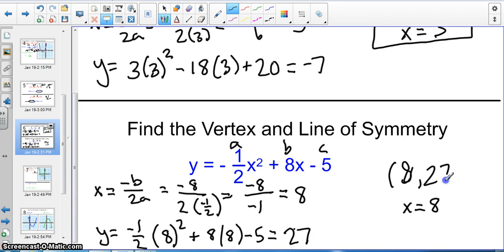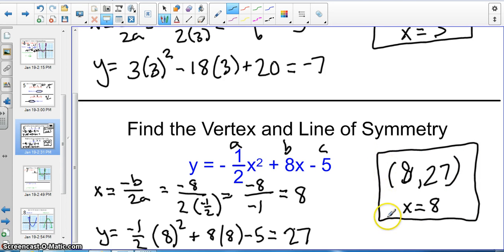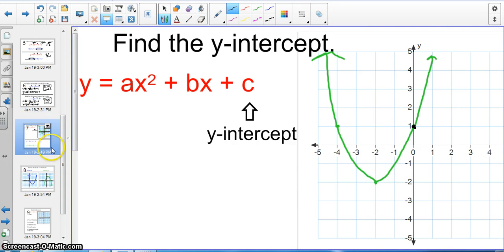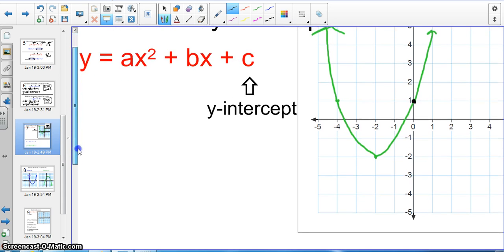So my vertex of this quadratic would be (8, 27), and I'd have this axis of symmetry, this line going up and down through my vertex at 8. Now we've used A and B to find the vertex and axis of symmetry. The C, that is our y-intercept. That's very important. That'll be the next thing that we use to be able to graph.